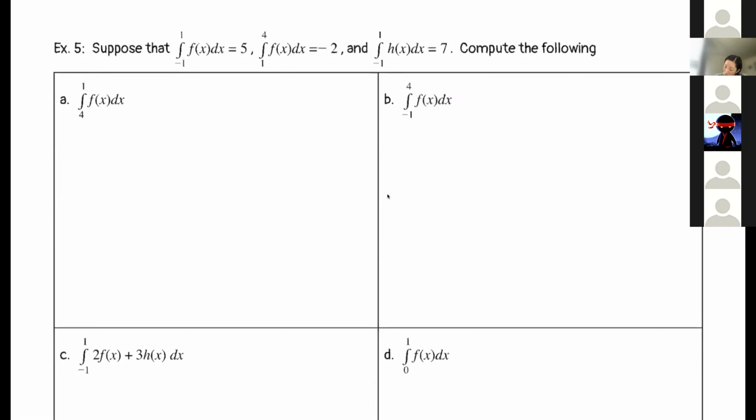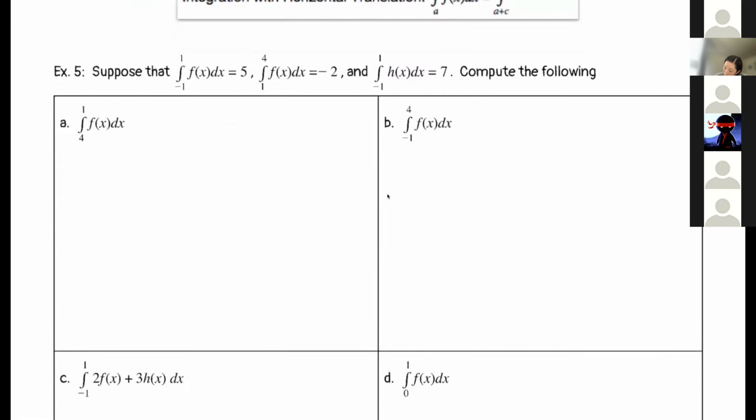Okay, so based off of the properties, what are our thoughts for this first question, part A right here? All right, I've got the integral from 4 to 1 of f of x dx. I see one answer as a 2 question mark. Okay, well, maybe we should actually start by looking at the information we have, right?